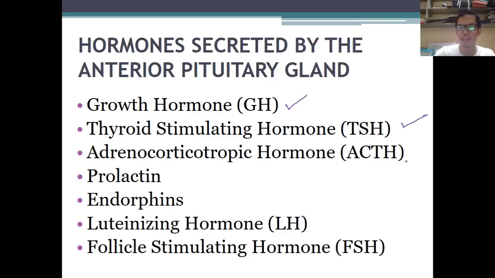Alright, so the pituitary gland secretes growth hormone, thyroid stimulating hormone, adrenocorticotropic hormone, ACTH for short. Next one, we have prolactin. Then we have endorphins. We have luteinizing hormone. When we go to the reproductive system, you will know more about this luteinizing hormone, and also follicle stimulating hormone. These hormones have their own target organs in the endocrine glands that they stimulate to produce certain effects on the body.